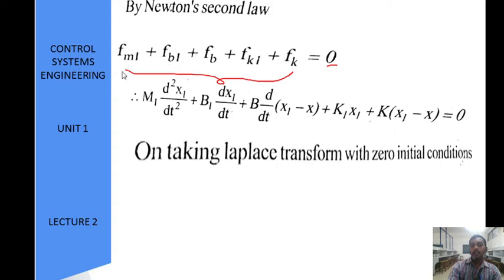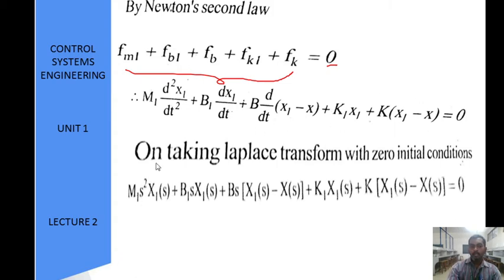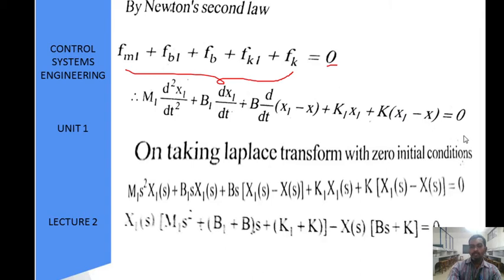On taking the Laplace transform on both sides, d squared x1 by dt squared can be written as s squared X1(s). In the same sense, dx1 by dt can be written as b1 s X1(s), plus b s (X1(s) minus X(s)), plus k1 X1(s), plus k (X1(s) minus X(s)), is equal to 0.